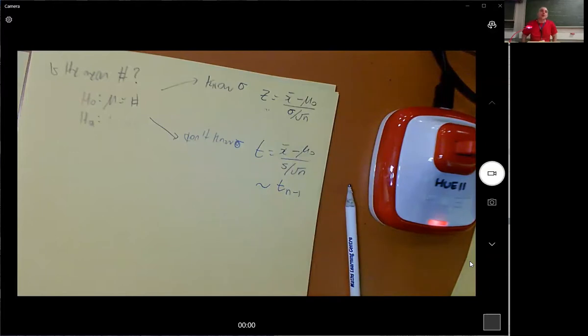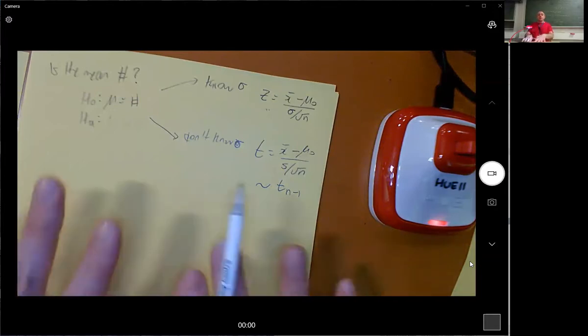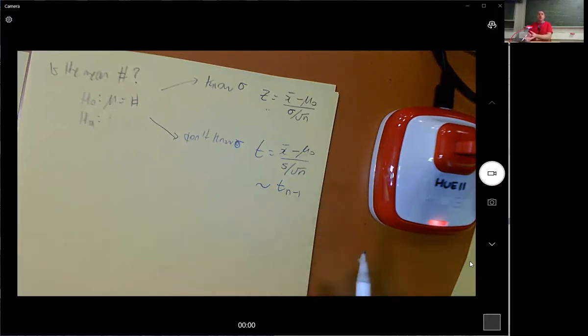So is there a T table in this course that you have to look up? Okay, cool. Okay, that's fine. So that's great. And that's pretty much the deal with that, as far as I know.